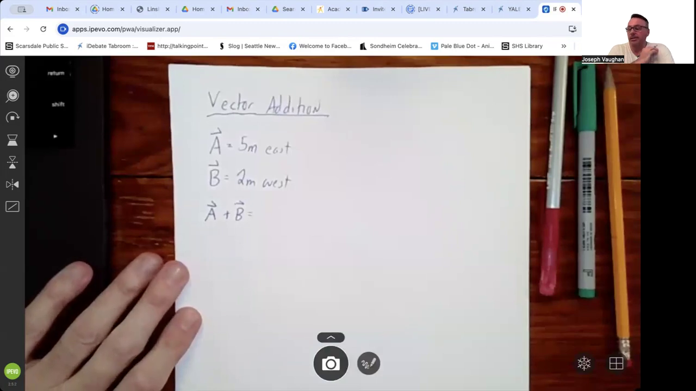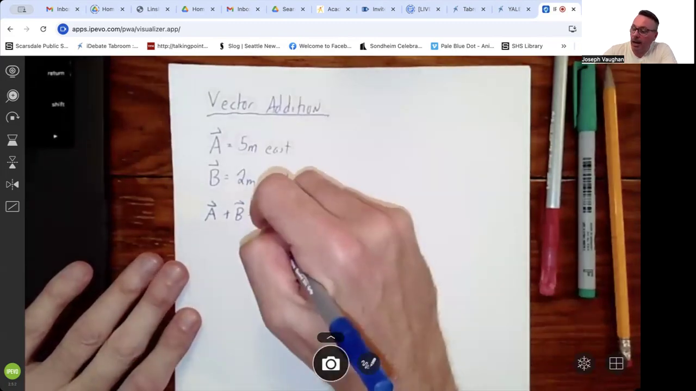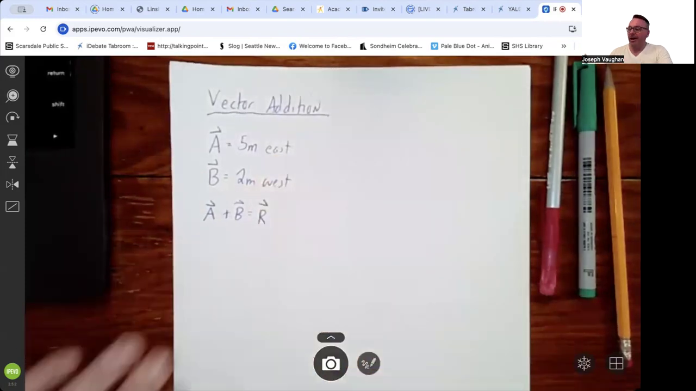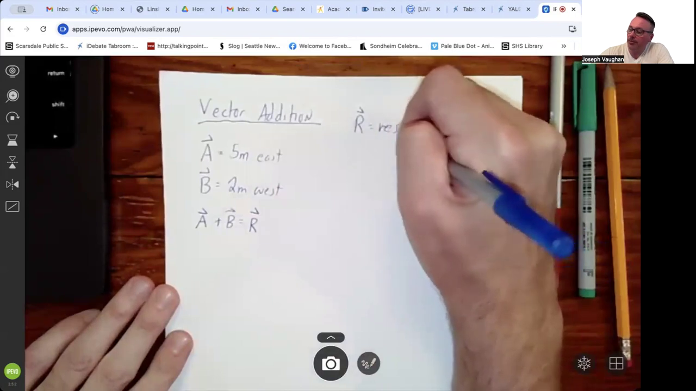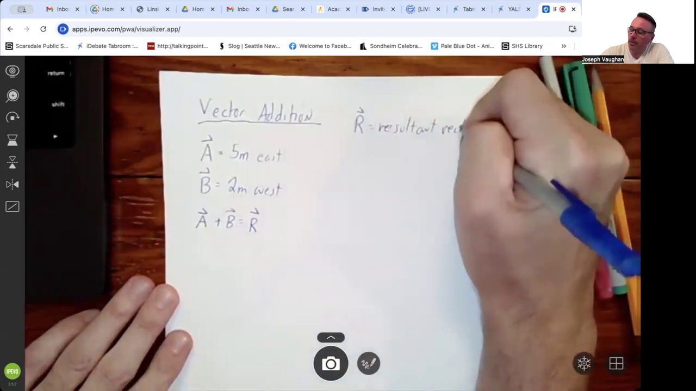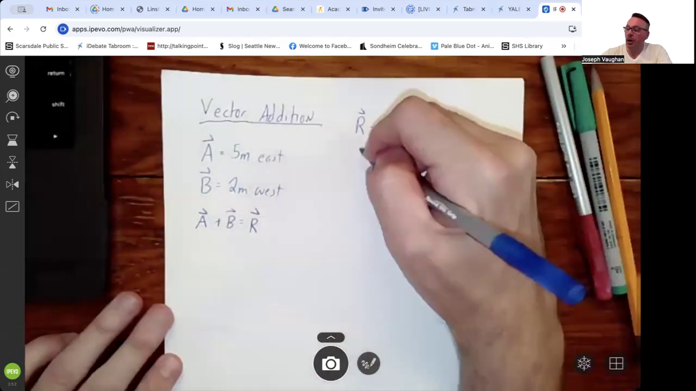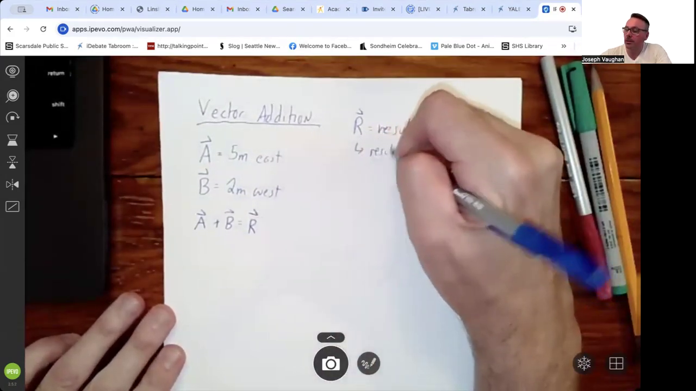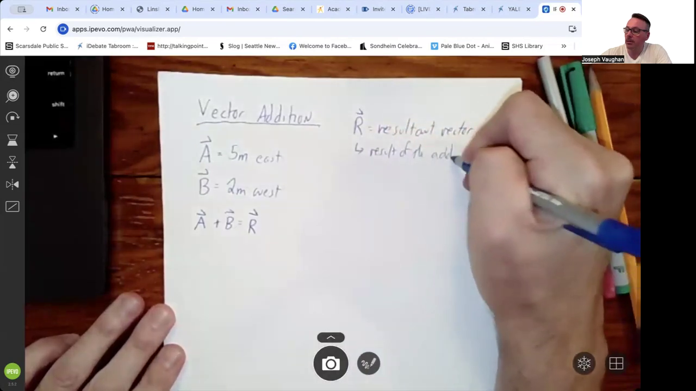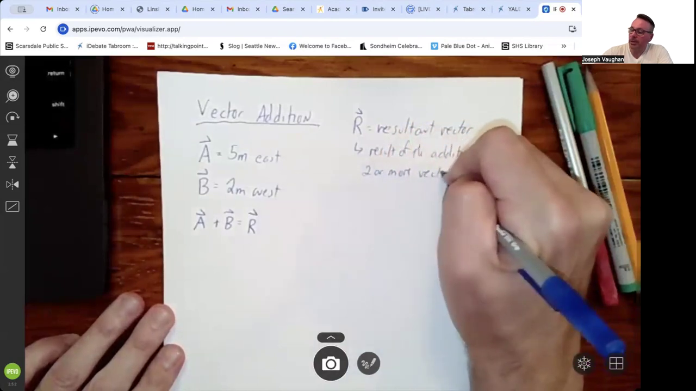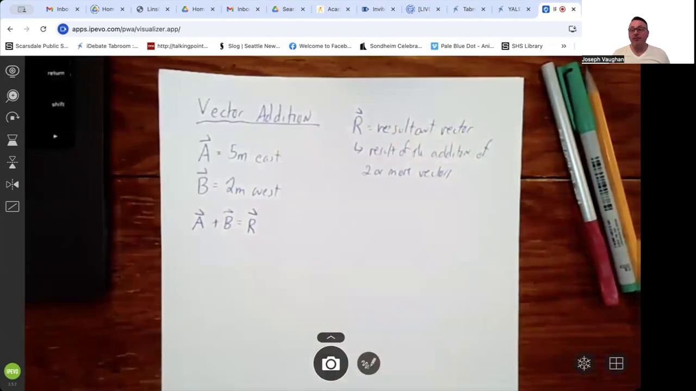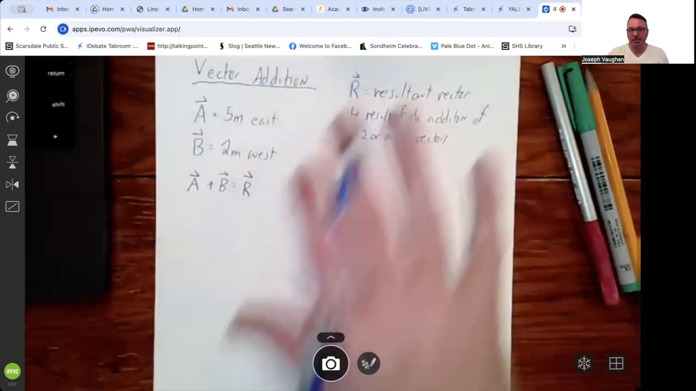The first thing I want to do is define a new thing here, and I'm going to call that vector R. And vector R is what is known as our resultant vector, right? It is the result of the addition of two or more vectors. Now, if you notice here, I'm going to leave a bunch of space under there because we're going to have a couple of different ways that we're going to describe the resultant vector. Okay, but that's just its base definition.